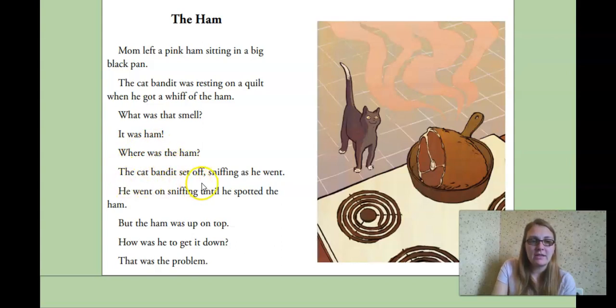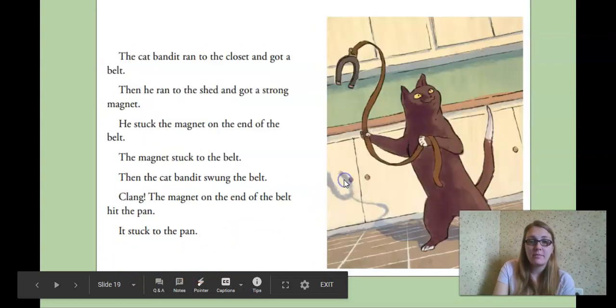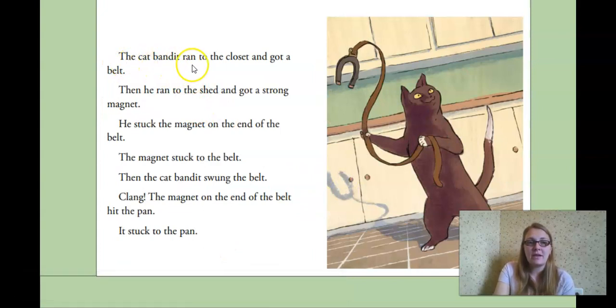The Cat Bandit set off, sniffing as he went. He went on sniffing until he spotted the ham, but the ham was up on top. How was he to get it down? That was the problem. The Cat Bandit ran to the closet and got a belt. Then he ran to the shed and got a strong magnet. He stuck the magnet on the end of the belt. The magnet stuck to the belt. So here he is with the long belt, and there's the magnet on the end.